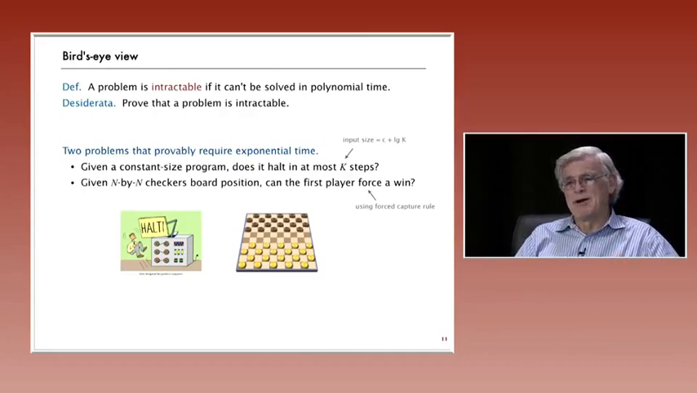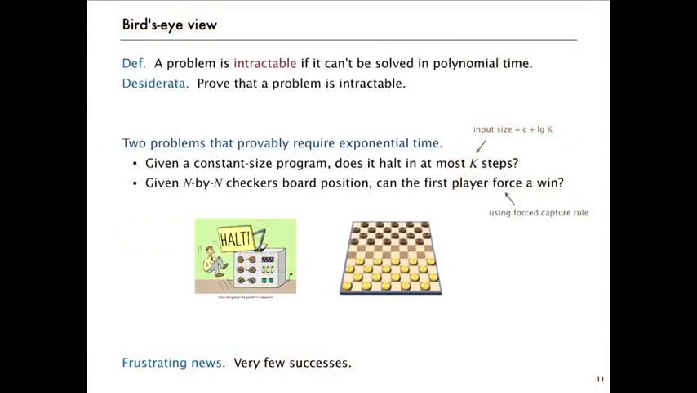But for many of the real problems that we actually would like to solve, unfortunately, there's been very few successes in proving that a problem is intractable. So even though it would seem that you should be able to separate problems that can guarantee polynomial time solutions from problems that require exponential time for some input, there's been very little success in proving that. But that's an introduction and a motivation for the theory of intractability.